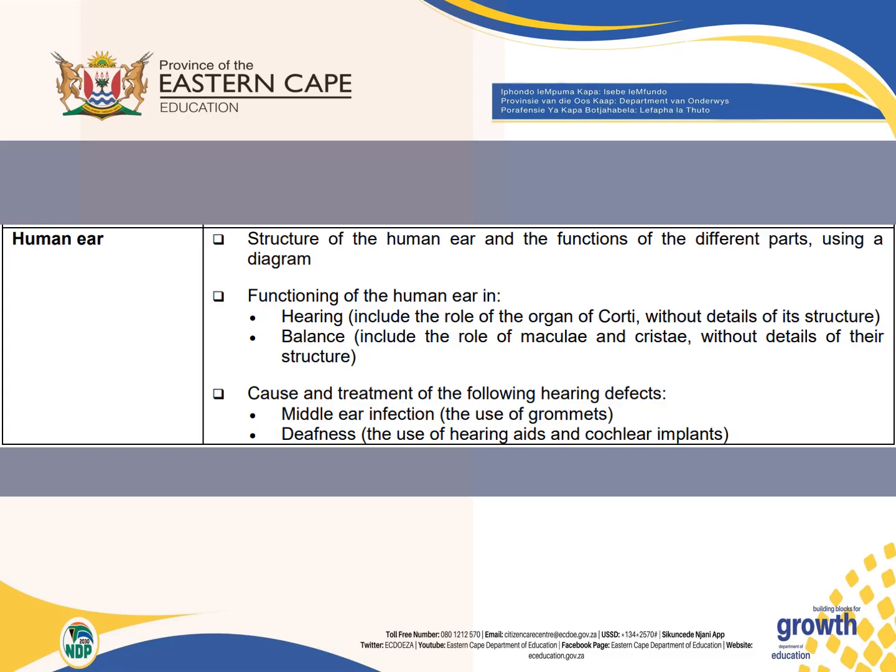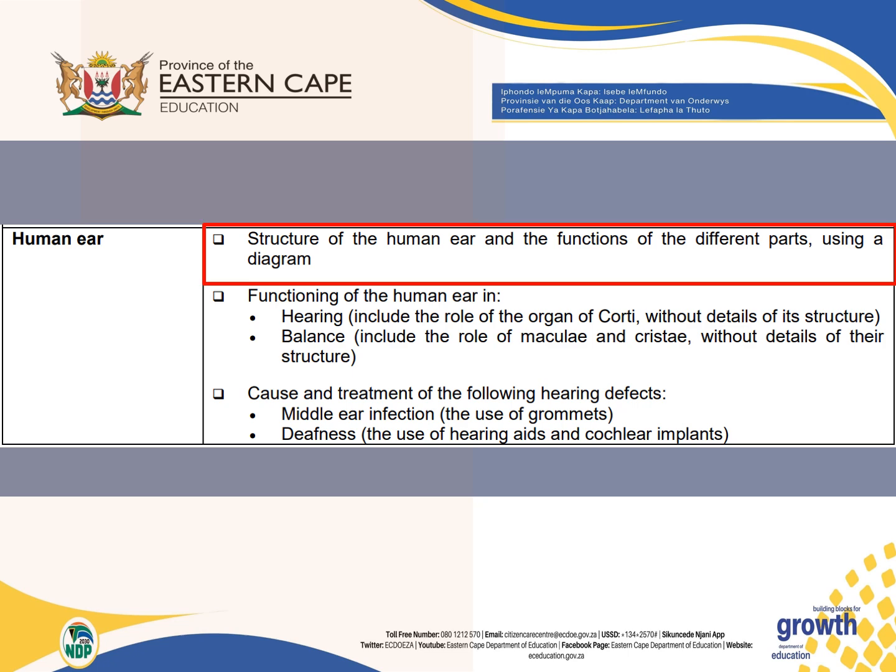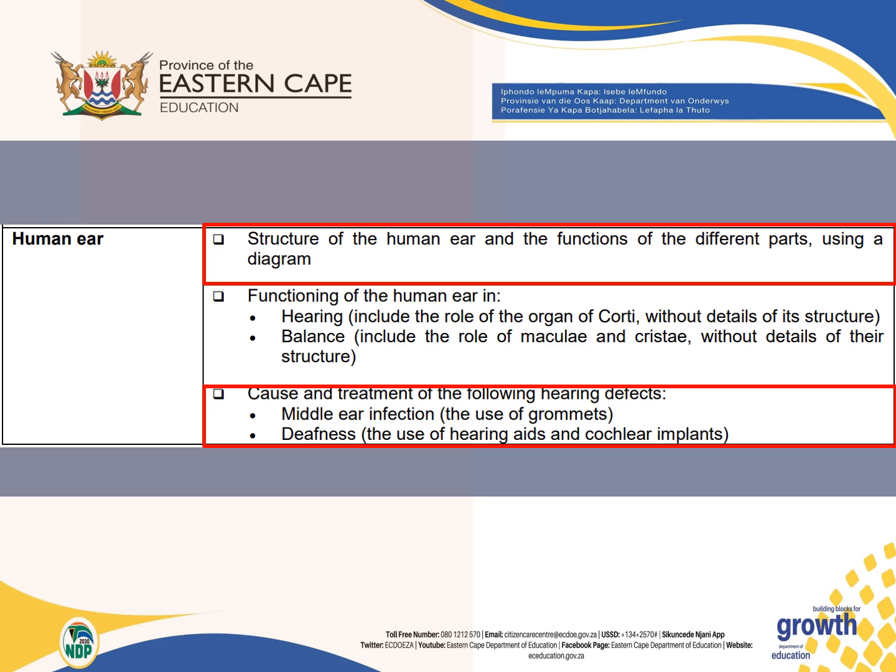Our exam guidelines on the ear require us to look at the structure and functioning of the ear using a diagram. It requires us to understand the functioning that these parts play in hearing and balance, and how middle ear infection and deafness is caused and treated. In today's lesson, we will concentrate on structures and how damage to these structures can affect both hearing and balance. We will also look at how middle ear infection and deafness are affected.